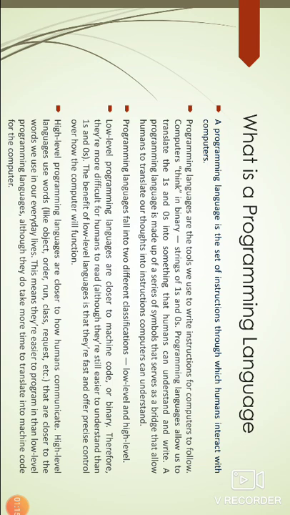So here, first one is low level. Low level programming languages are closer to machine code or binary, so therefore they are more difficult for humans to read, although they are still easier to understand than ones and zeros. The benefit of low level language is that they are fast and offer precise control over how the computer will function. So next one is high level programming languages.